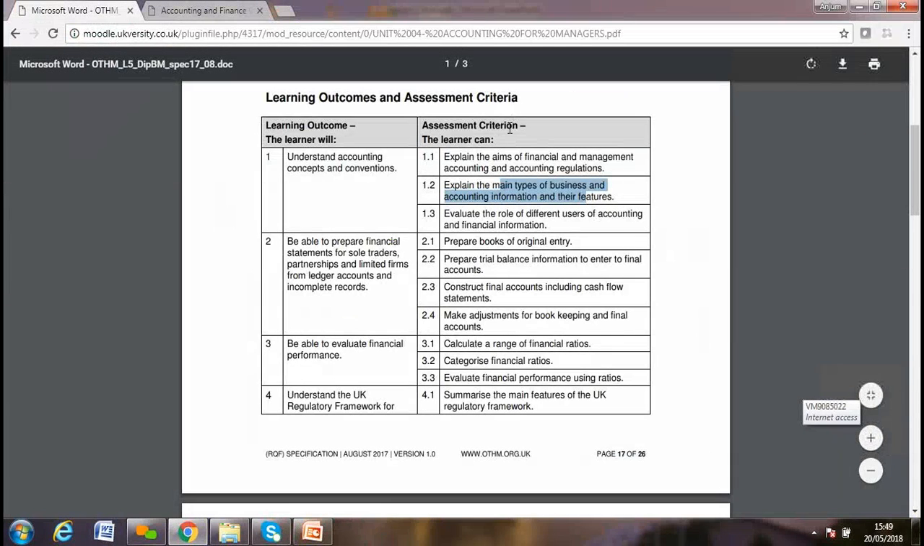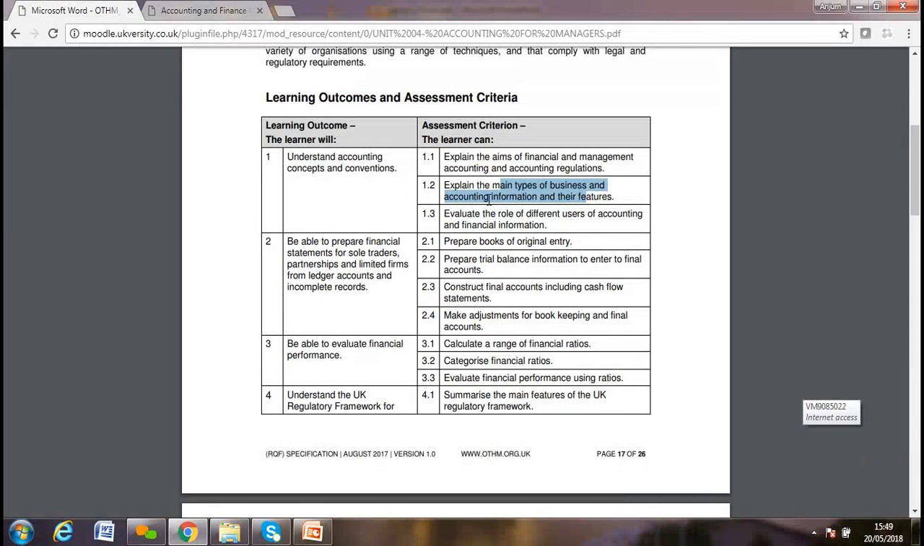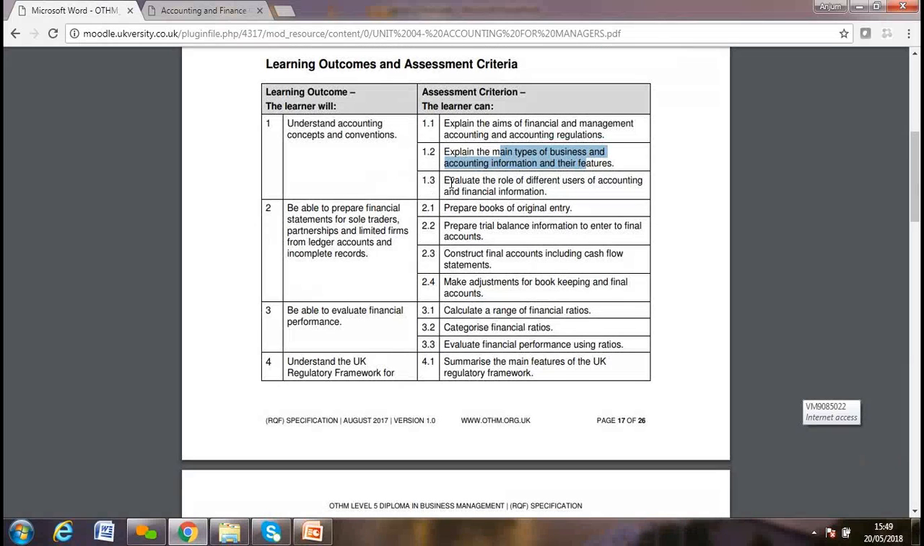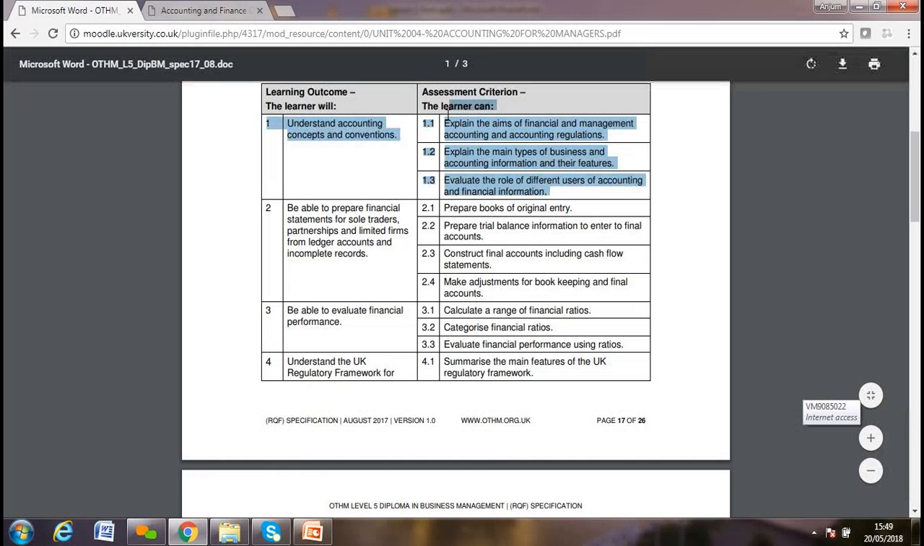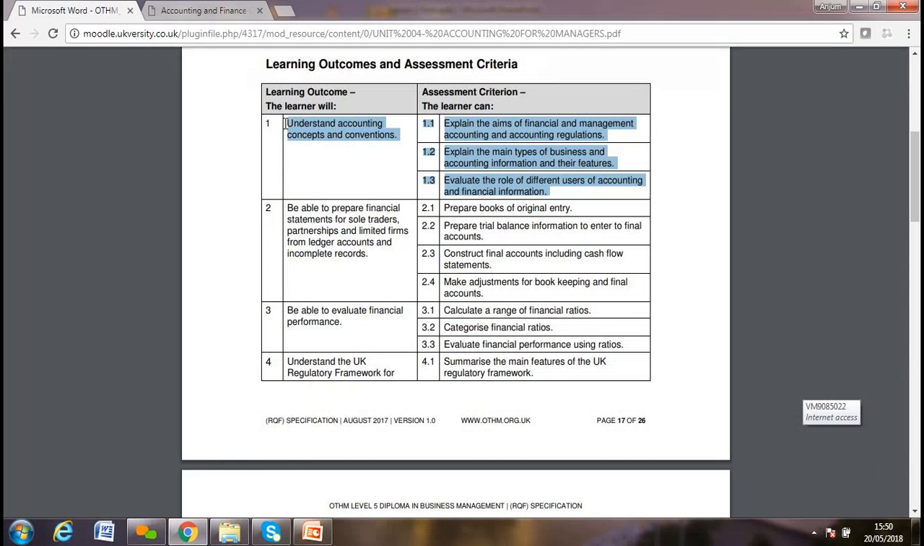What we were supposed to do was explain the aims of financial management, financial accounting, and regulations. Explain the types of businesses, financial information, and the different stakeholders and users, how they can use it, and that they have different roles. That's all we learned, and that's what is important to address learning outcome one. So please start writing your assignment side by side. You can send it to me, I can give you feedback, and we can carry on completing our bits and pieces.